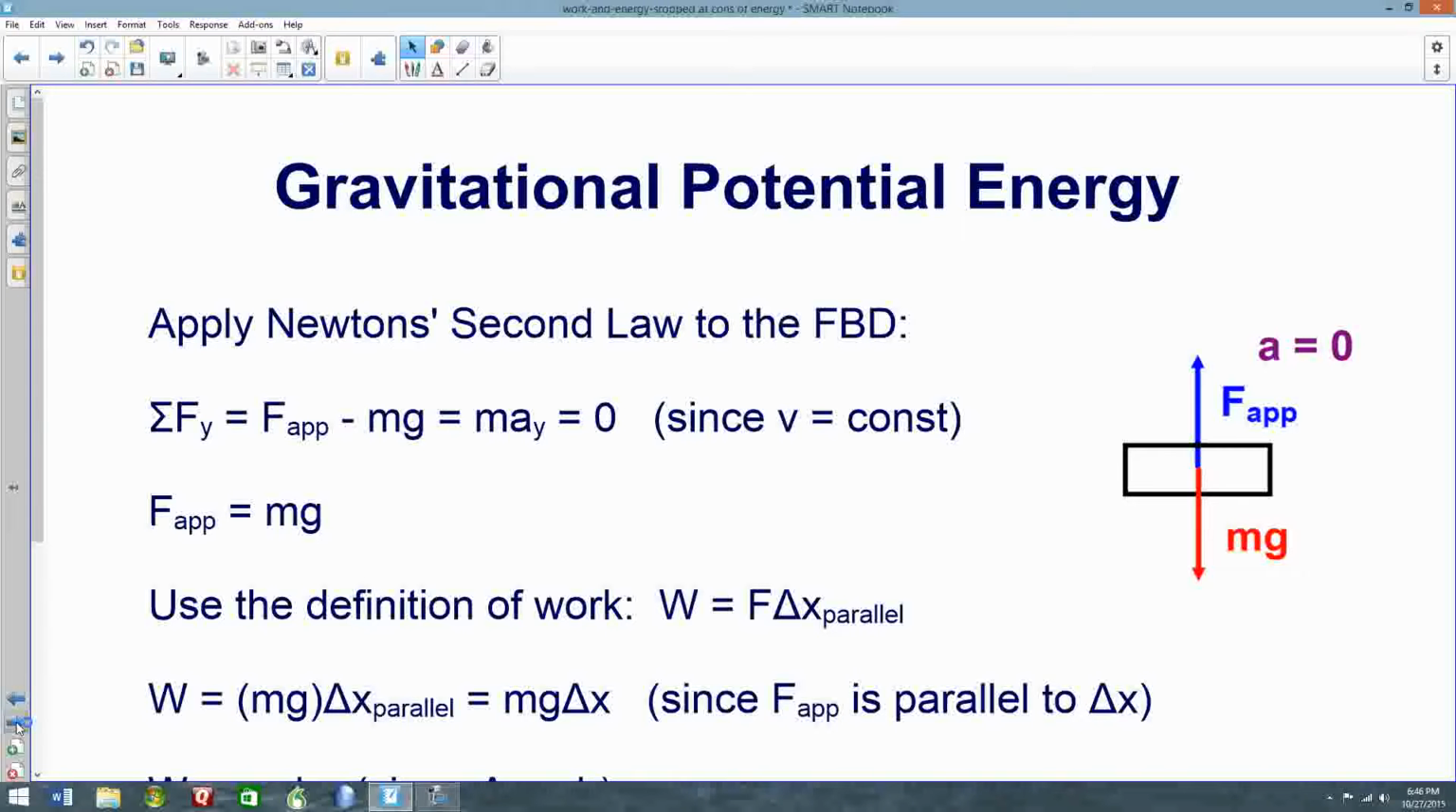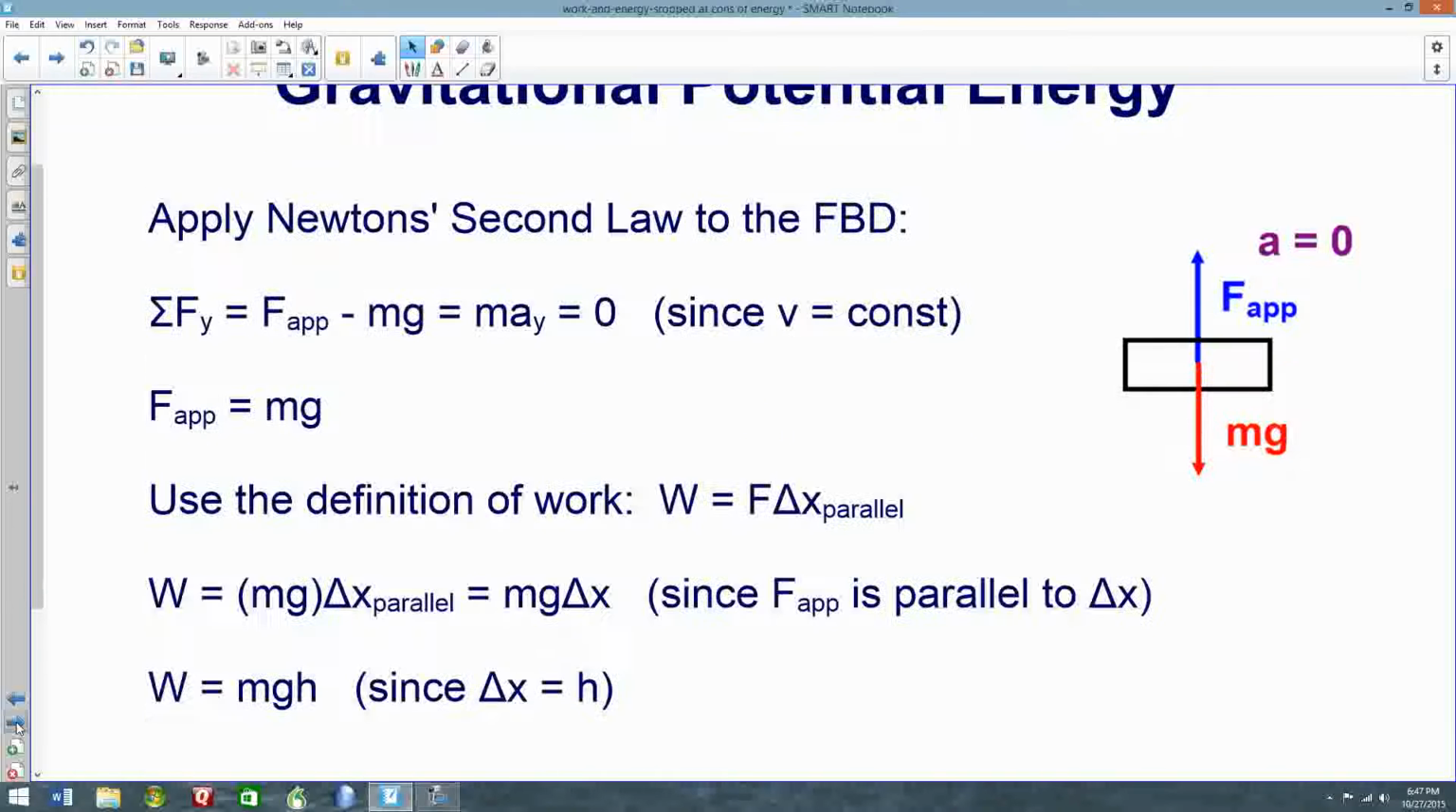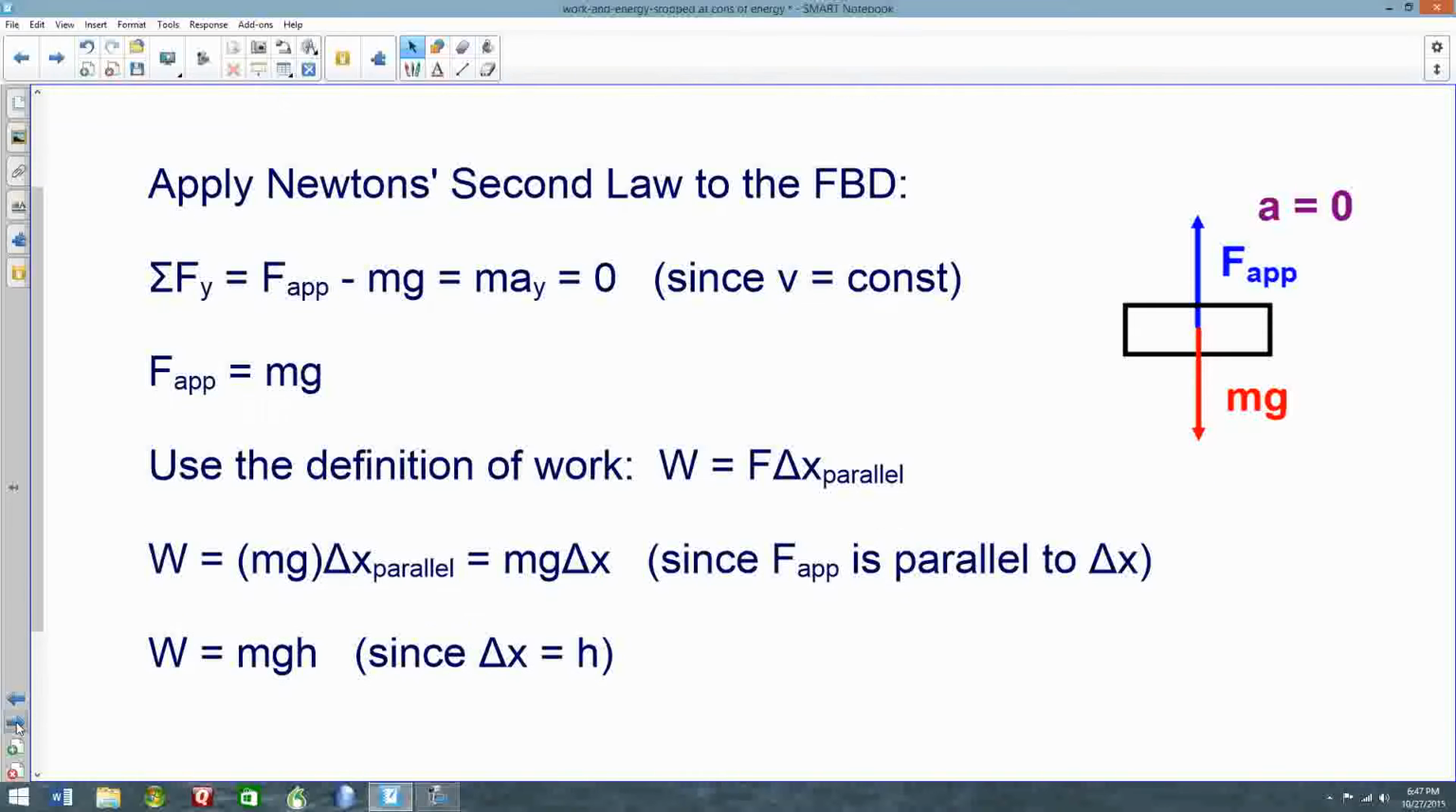Again, the definition of work is F dot d. This means we multiply this applied force, mg, with the displacement that's in the same direction. Since we're applying a force upward, and the displacement is upward, our work should be positive, and it'll be mg delta x. But again, we're moving a distance of h, so we replace the delta x with h. So the work done in lifting a book at a constant velocity is mgh.